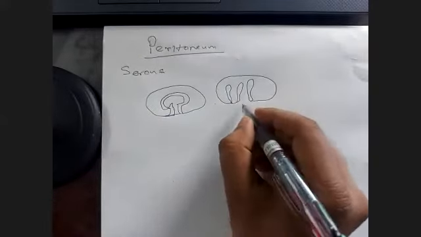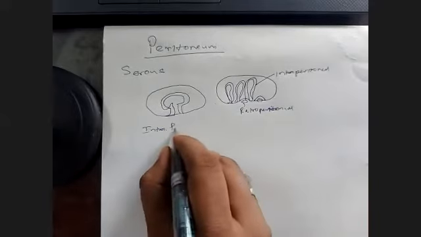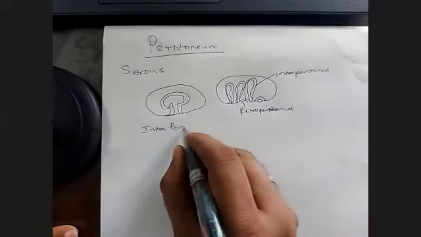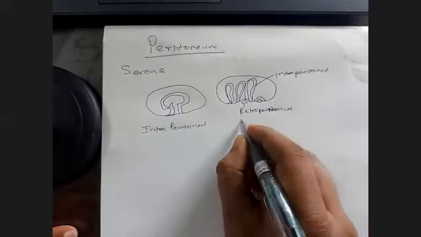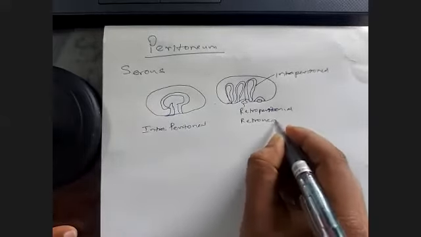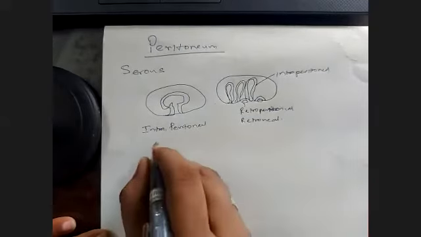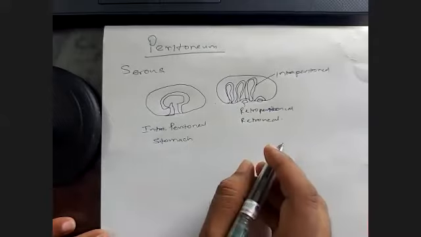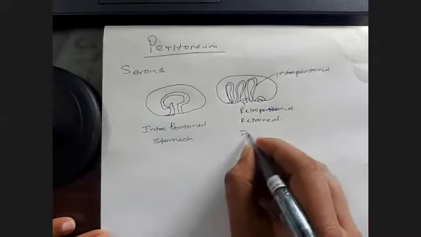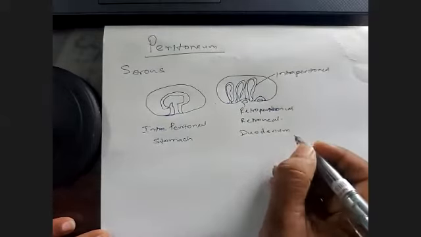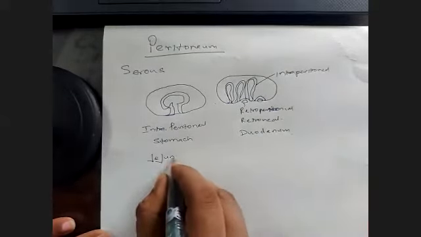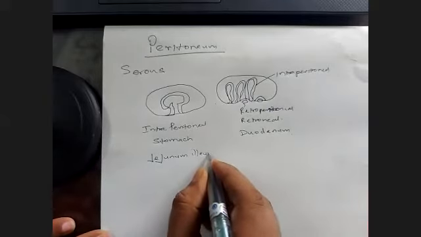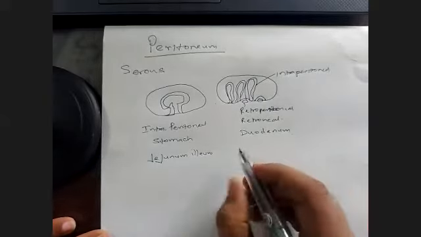Now, if I want to list what organs are intraperitoneal and what are retroperitoneal, how do I remember this? Just go and alternate. Stomach is intraperitoneal. After stomach comes duodenum. So duodenum is retroperitoneal. Jejunum, ileum is intraperitoneal.